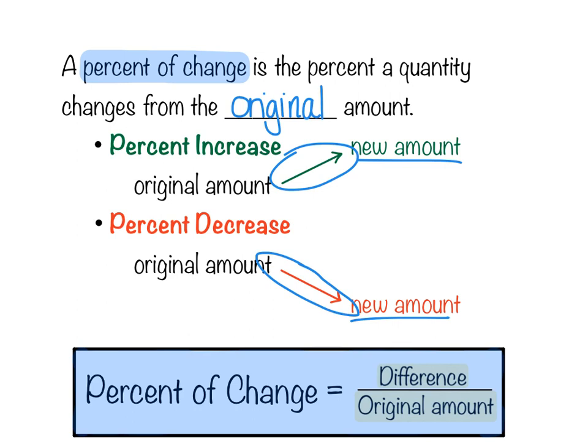So what we need to remember for percents of change is we actually have this nice little equation. A percent of change is simply the difference divided by the original amount. When you do top divided by bottom, that gives you a decimal, and then we just have to write it as a percent. So let's go ahead and practice that.